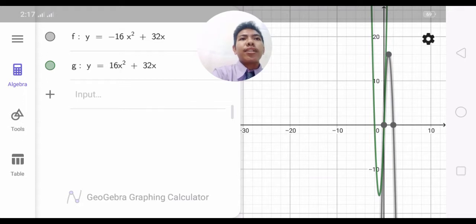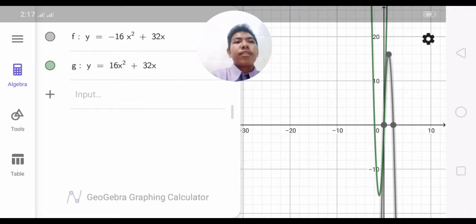Notice that the quadratic function y is equal to ax squared plus bx plus c, when a is greater than 0. Where is our a here? Yes, this 16, greater than 0. So the graph opens upward. Then the graph opens downward when a is less than 0. So the turning point of the parabola is called a vertex with the coordinate h and k.